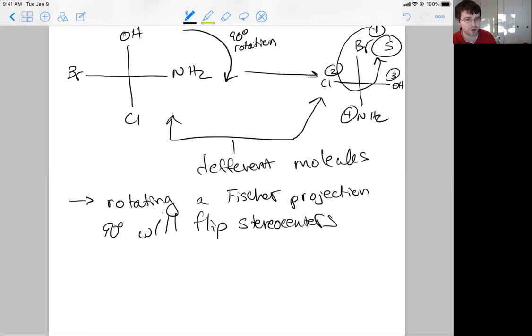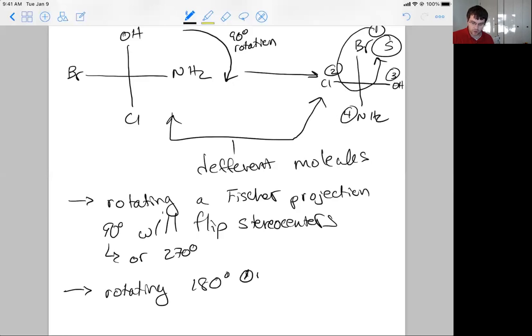Similarly, because of the bow tie nature of Fischer projections, we can't just rotate things 90 degrees. It's actually the same as breaking bonds and making bonds. You really have to be careful about rotating Fischer projections around. Rotating them 90 degrees or 270 degrees will flip stereocenters, but rotating 180 or 360 degrees keeps everything the same.